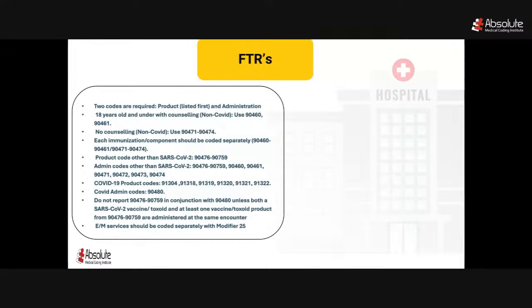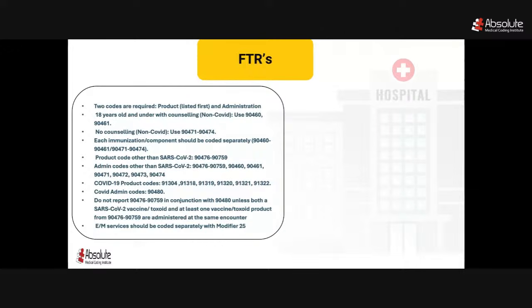Product codes other than SARS-CoV-2 use 90476 through 90759, and the admin codes other than the SARS-CoV-2 vaccine use 90460, 90461, 90471, 90472 through 90474. For COVID-19 product codes, you have 91304 and 91318 through 91322. For COVID admin codes, there is only one administration code, that is 90480.